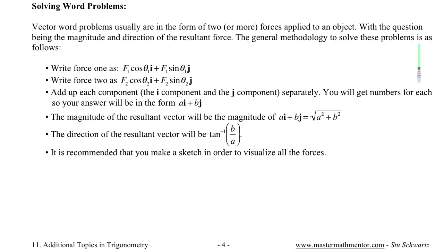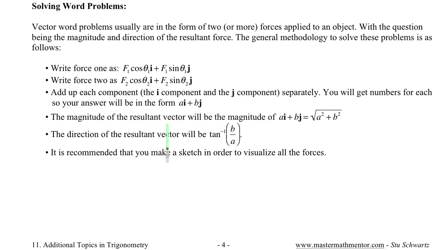The methodology to solve this problem is as follows. We're going to write each force as F cosine theta i plus F sine theta j, where F is the magnitude of that force. So each force is the magnitude of the force applied times cosine of the angle i, plus the force times sine of the angle j. We're going to add each component: the i's with the i's, the j's with the j's, and that's going to give me a resulting vector in the form ai plus bj.